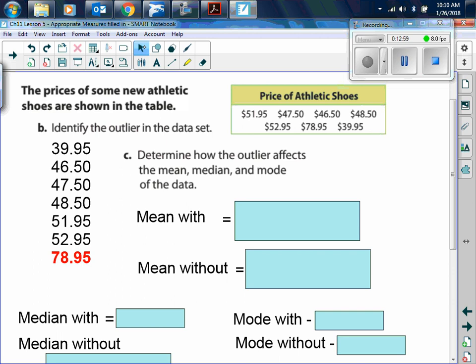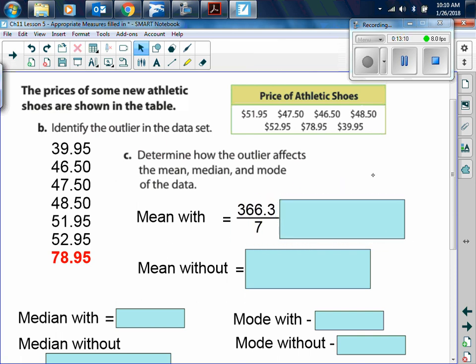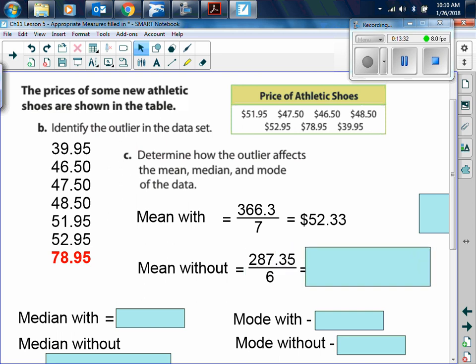So first we want to determine the mean with the outlier and the mean without the outlier. So when we add up all of this data, we get 366.7, and we're going to divide by 7. And when we do that, we get $52.33. That is with the outlier. So now we want to take that outlier out and then find the mean again. So when we take it out, we end up with $287.35. Dividing by 6 now, because we took the outlier out, there's only 6 numbers that we're going to calculate. So we end up with $47.89.